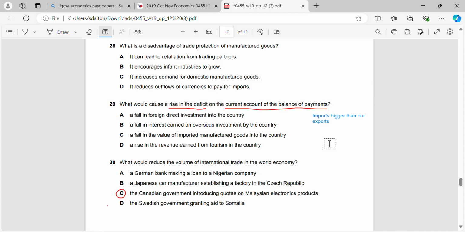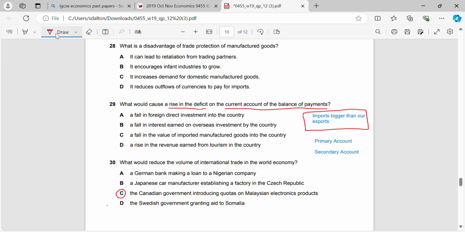Remember, deficit is imports being bigger than exports. There is other components, but that's a simplification. And then a surplus is where our exports are bigger than our imports. So if our deficit is to rise or get bigger, then our imports must be getting bigger. Okay, so in this case, we know that there are other components which are the primary account and the secondary account.